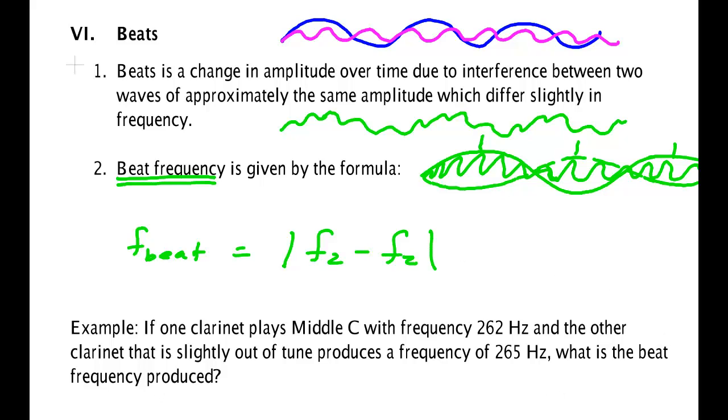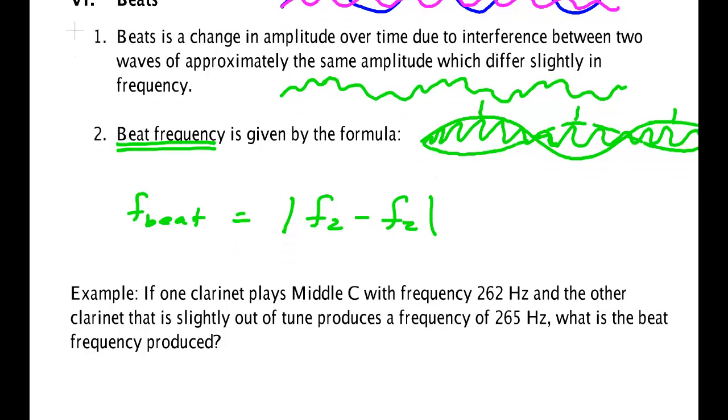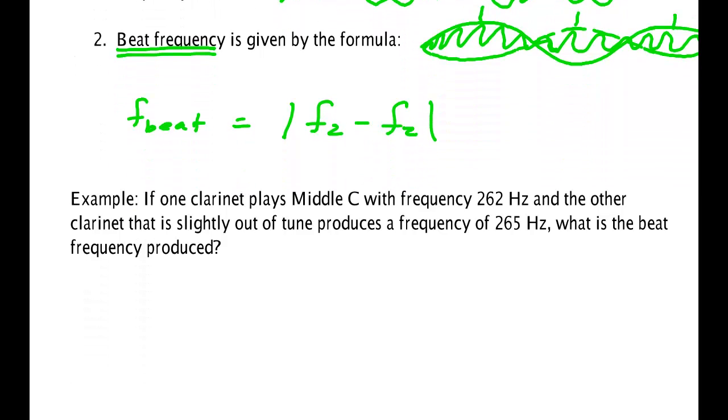Now, let's show you a simple problem. These are not hard to work out. And again, you can create beats and see this in Logger Pro if you play with, for instance, two tuning forks that are close together. A clarinet plays middle C with a frequency of 262 Hertz. The person next to them, because of the way they hold their mouth or their embouchure or the way they fit their reed, will have a slightly different tune. This clarinet produces a tune of a frequency 265 Hertz.